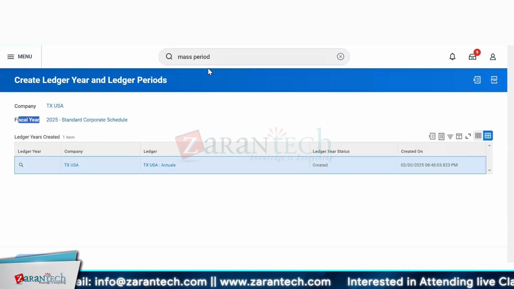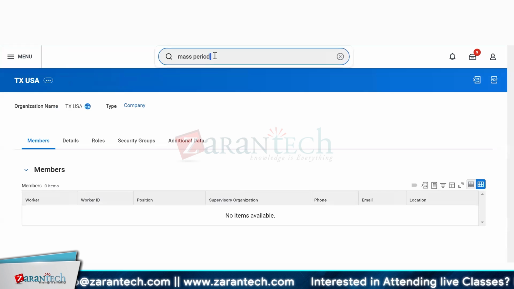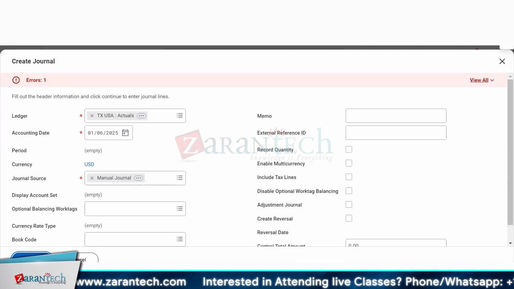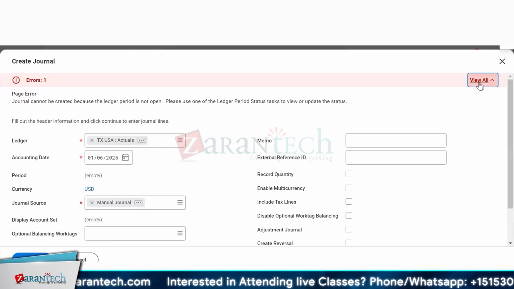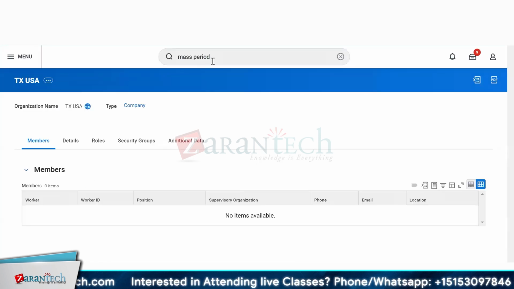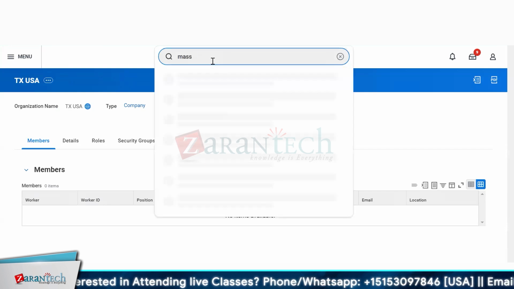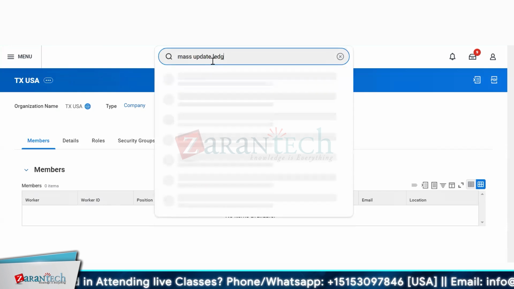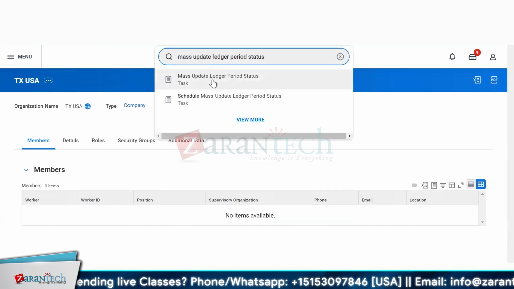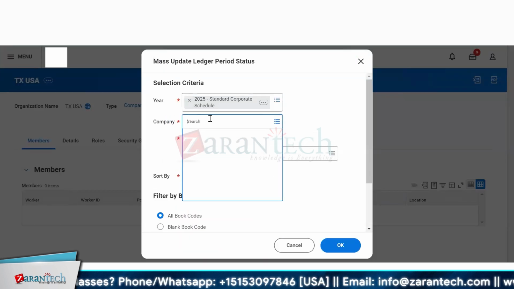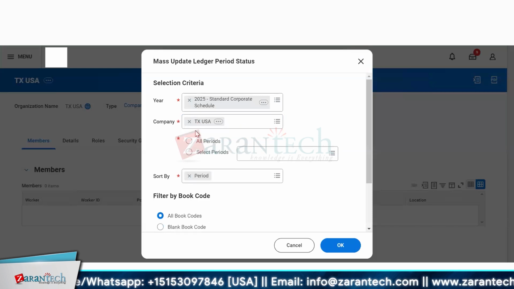Now go back to your task, and if I open up this journal again and click the same message, the setup is not yet completed. So what we have to do is open up a period with the task called Mass Update Ledger Period Status. Now I will select my year, 2025, and my company, that is TX USA. Now it is coming.